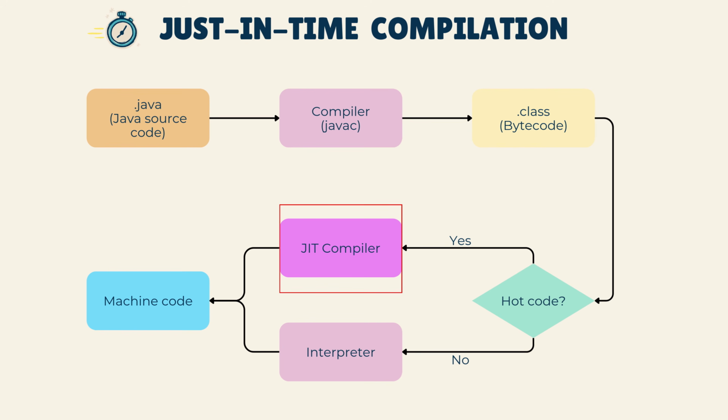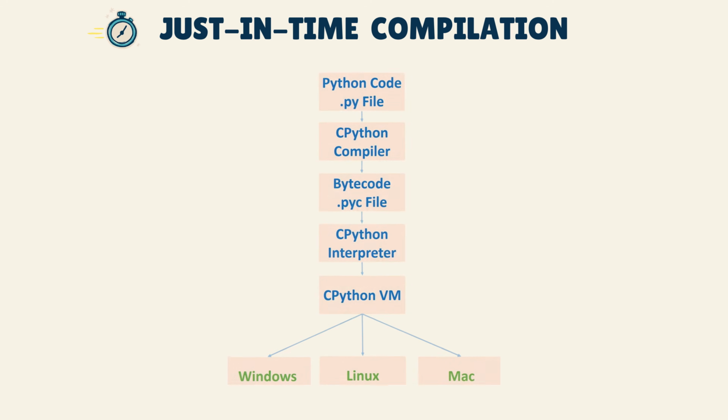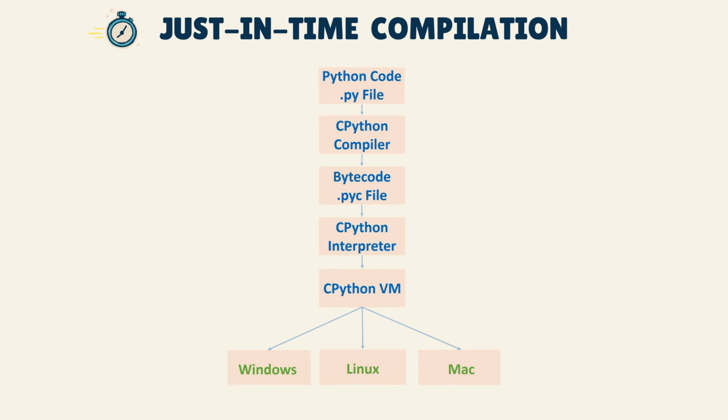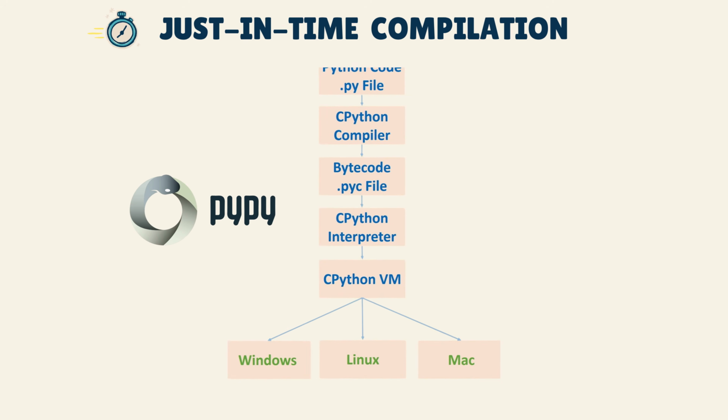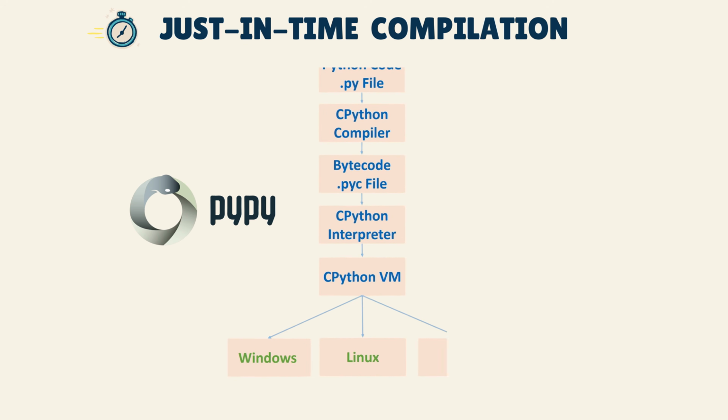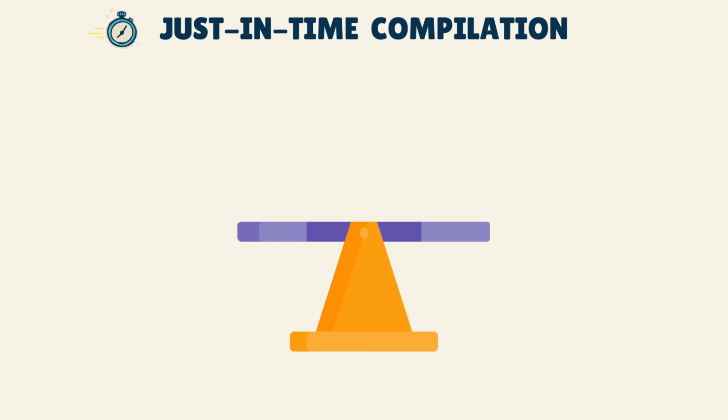Over time, the longer your Java program runs, the faster it gets. This is why Java apps may start slow, but pick up performance as they go. Other languages like Python also support this hybrid model. For example, PyPy is a version of Python that uses JIT to boost performance. The JIT compiler strikes a balance between flexibility and performance.